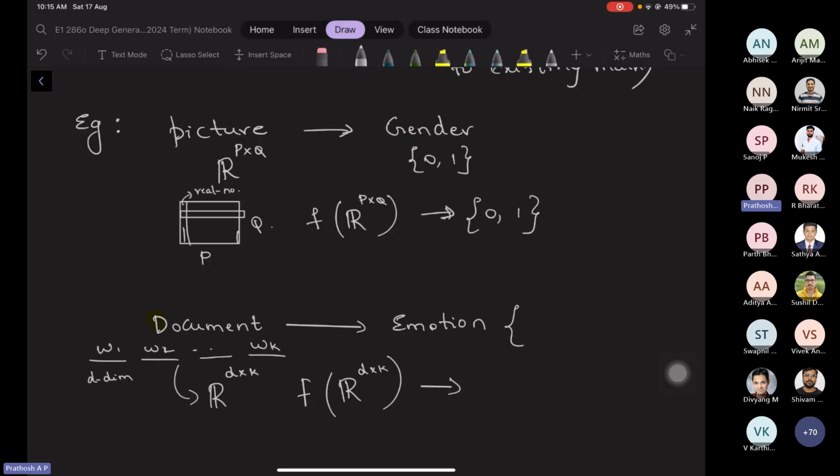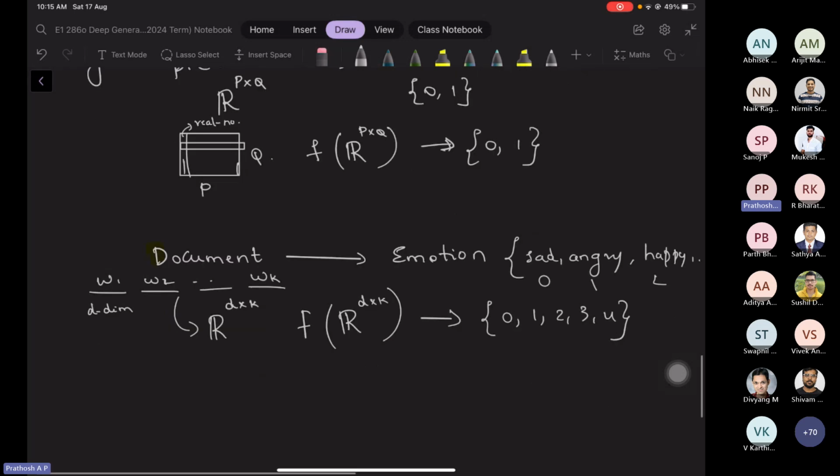So there are 5 emotions, like sad, angry, happy, whatever. Represent that as 0, 1, 2, etc. So it just maps it to some discrete set of 0, 1, 2, 3, 4. So this is what we need. So what do we do? The so-called inference that we do is nothing but prediction. What is prediction here? Given this particular function, if you are given any element from the domain set, you want to map it to the corresponding element in the range set. That is what is to be done.